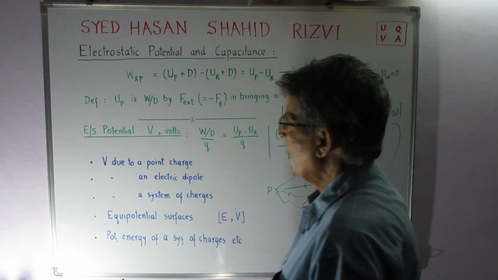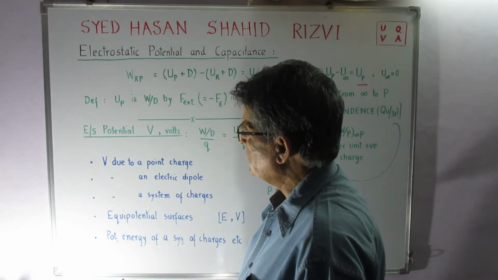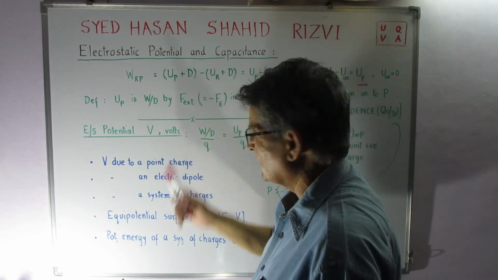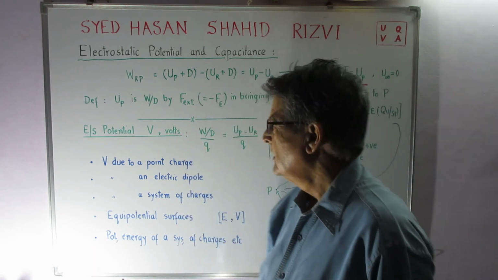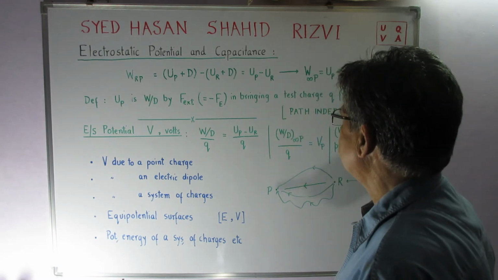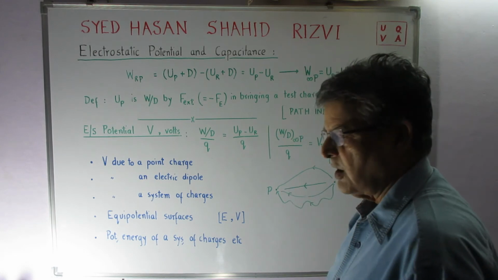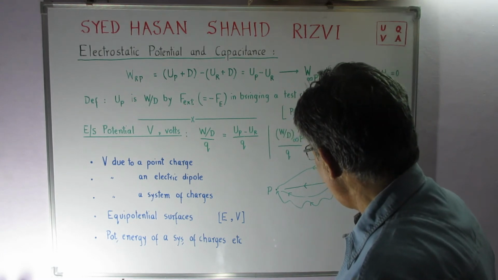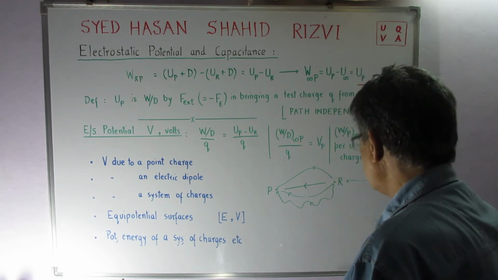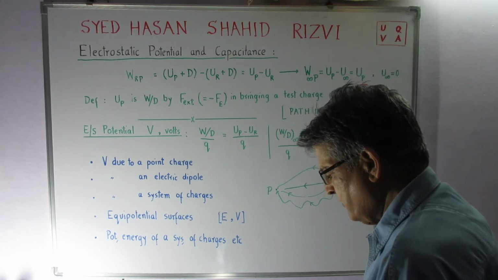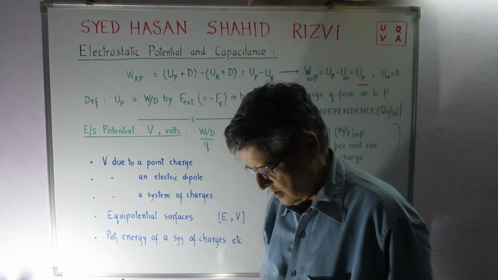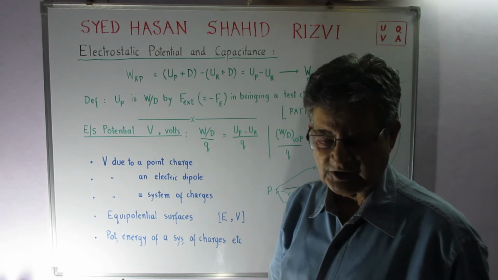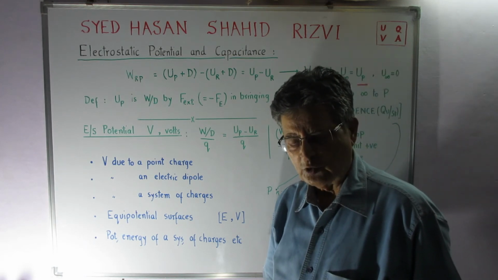Now let's have a definition, and the definition is that the potential energy at the point P is the work done by F external, the external force, which is equal to minus times F due to the electric field, in bringing a test charge Q from infinity to capital P. And I must tell you right now that there is a kind of path independence, and that the movement or translation is quasi-static, which is a very slow process, but our imagination can go from very slow to very fast.